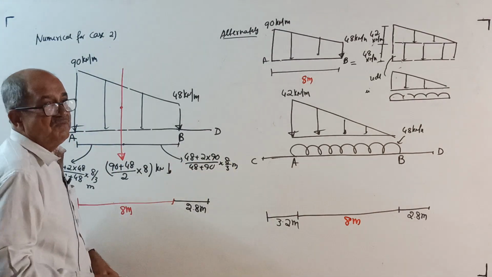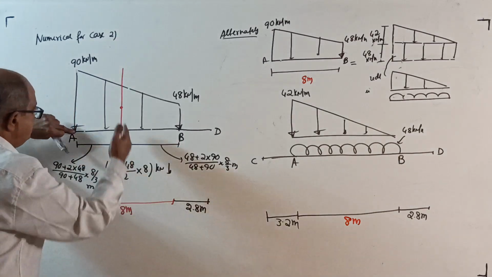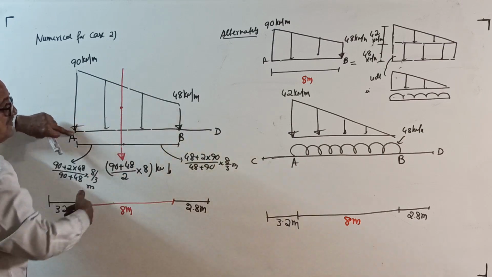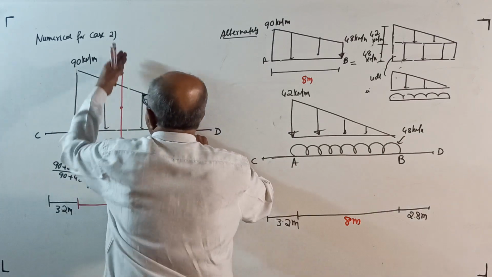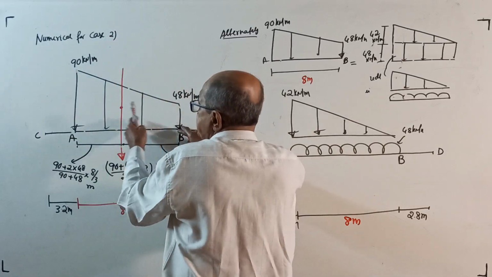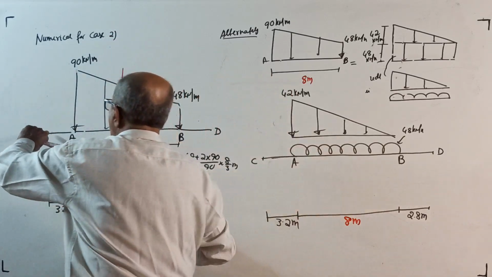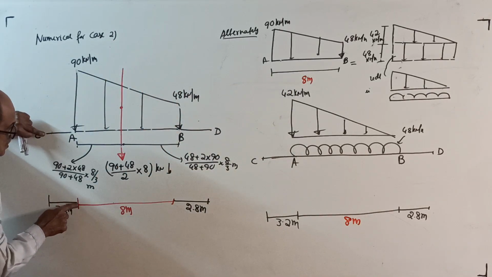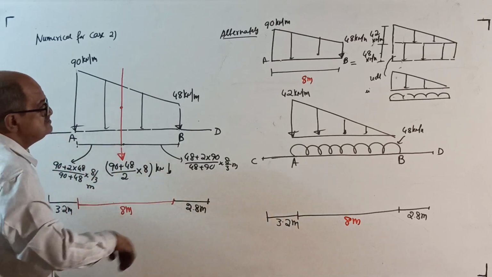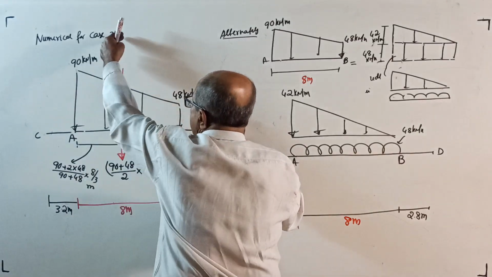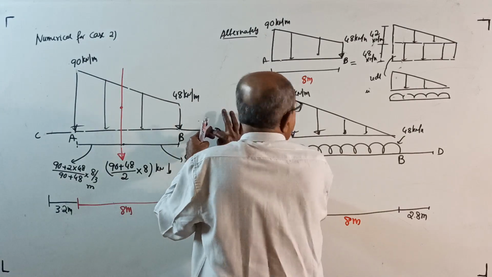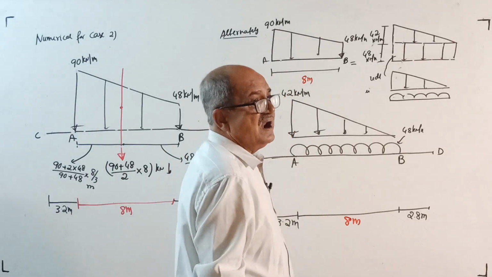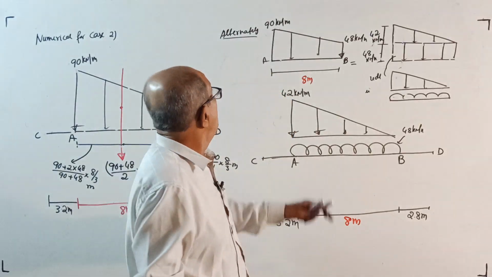Now, first, moment about A: this total load into this distance, clockwise. Moment about B: this total load into this distance, anti-clockwise. Moment about C: this total load into 3.2 plus this distance. Moment about D: the total load into 2.8, correct? Yes, 2.8 plus this distance. The answer is already given earlier, calculate.